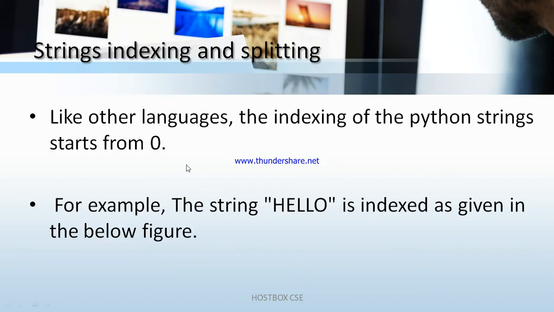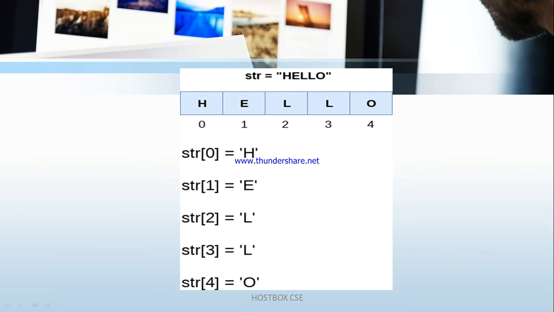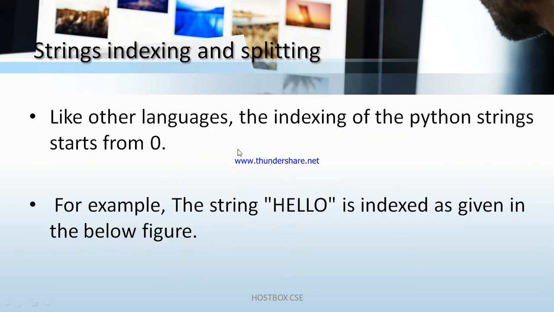Next important topic, strings indexing and splitting. Like other languages such as C, the indexing of a Python string starts from 0, similar to the C language array concept. For example, if you have a string called hello and you want to store it, how is it indexed in Python? Similar to C.